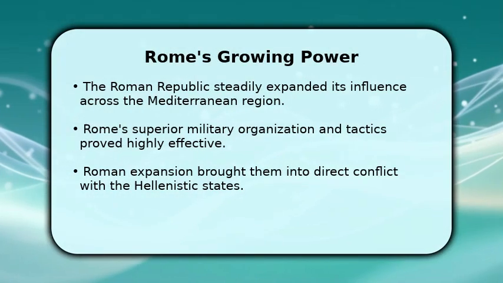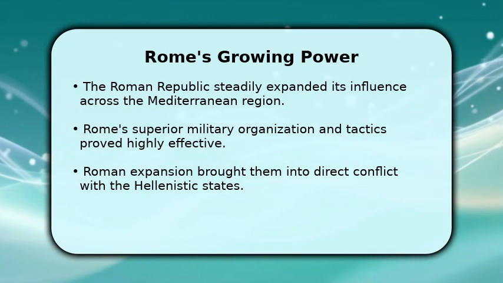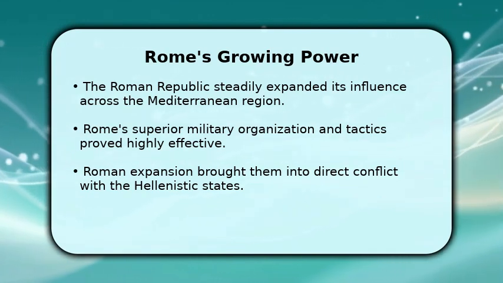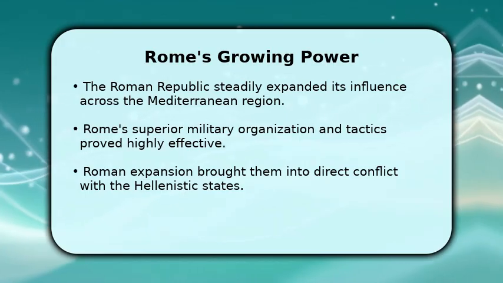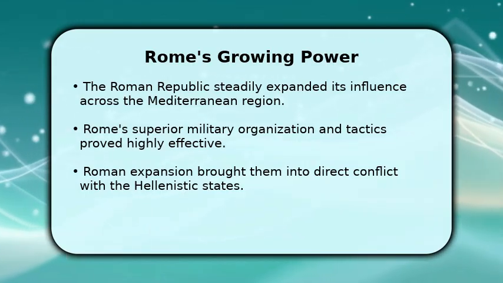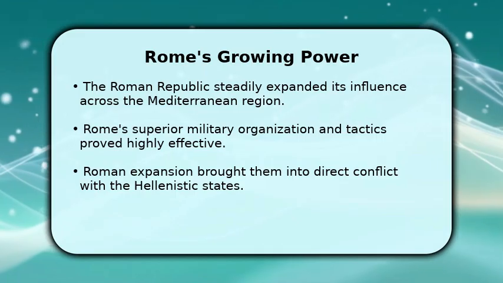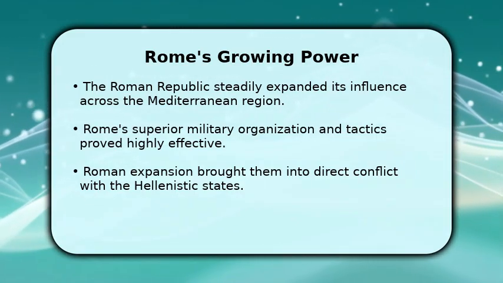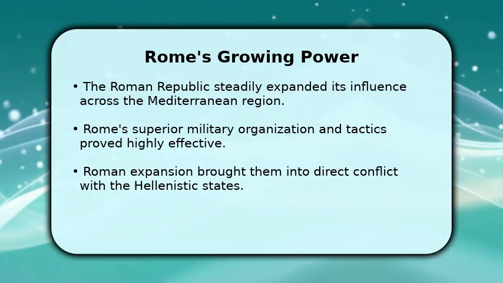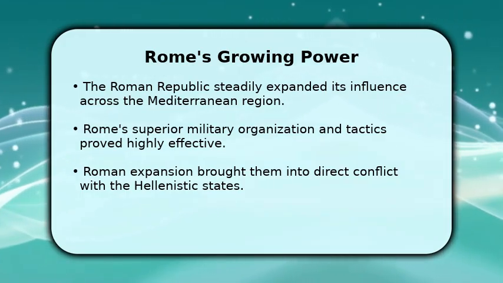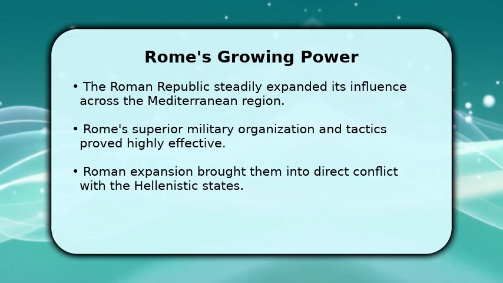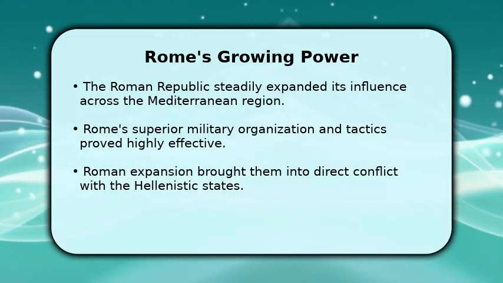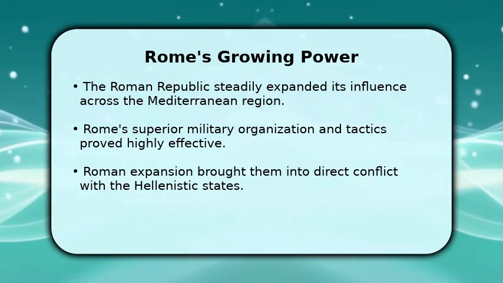As the Greek kingdoms weakened, a new formidable power was rising in the West, the Roman Republic. Rome's disciplined legions and strategic brilliance allowed them to conquer vast territories. Their growing dominance inevitably led to confrontations with the Hellenistic world, setting the stage for a major shift in regional power dynamics. This period marked a significant turning point in ancient history.